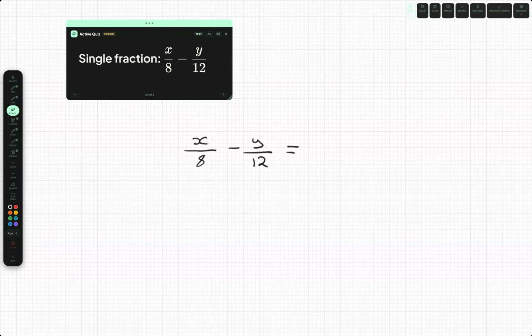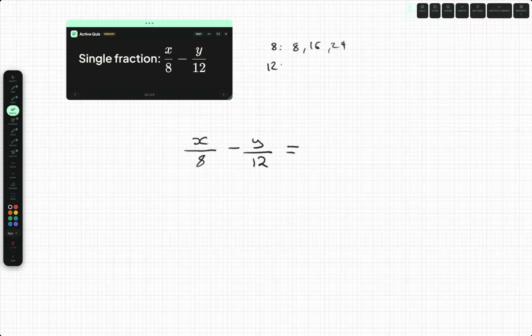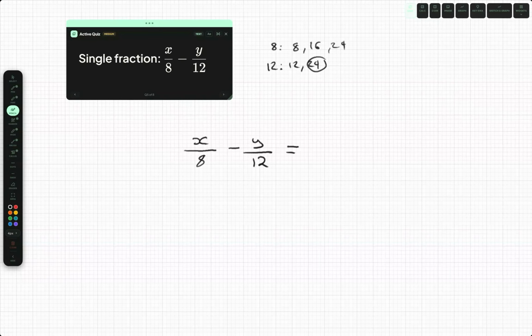And we know that because we can list all our multiples, right? We can list 8, 16, 24. We can list 12, 24, and we find our earliest commonality between them. So we know it's going to be 24. We know it's something over 24 minus something over 24.